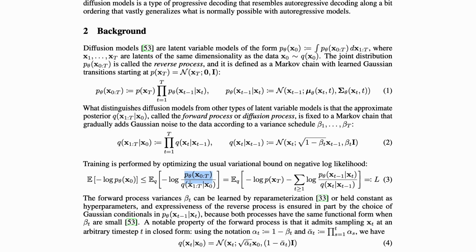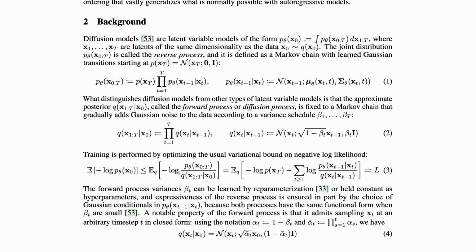And q x1 to xt given x0, so this one is the forward process. So we are saying that this part is less than or equal to this part. I'm not sure how we got this.